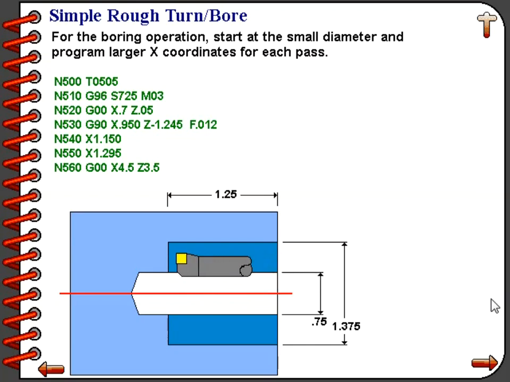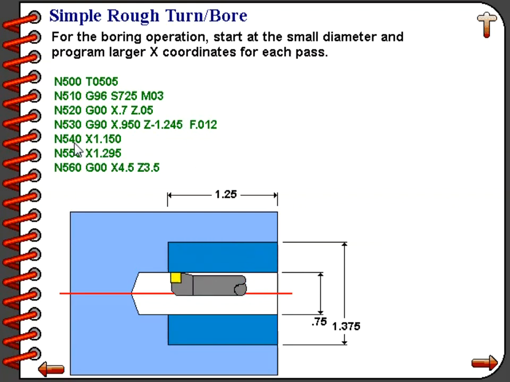As you can see on line number 520 in our program, we select a convenient start position of 700 thousandths of an inch, which is 50 thousandths smaller than our existing hole. Line number 530 instates our canned cycle with the G90 command, and our first cutting diameter will be at 950 thousandths of an inch, and we are going to be boring to a depth of 1 inch 245 thousandths at a feed rate of 12 thousandths per revolution.